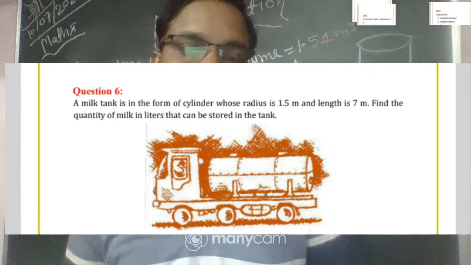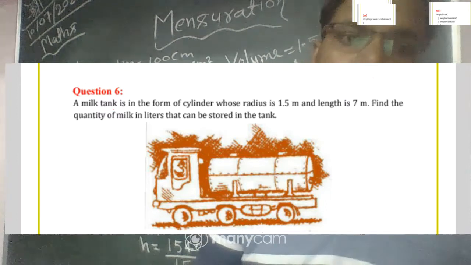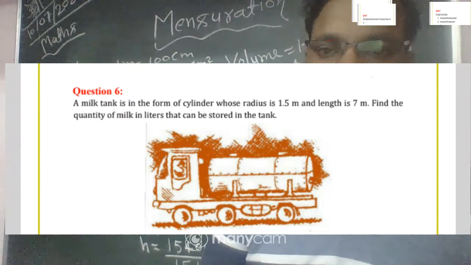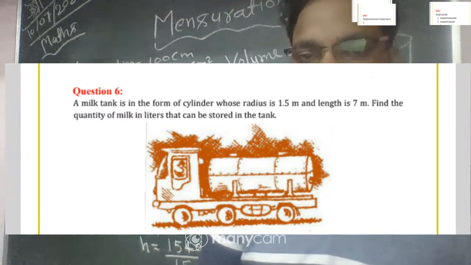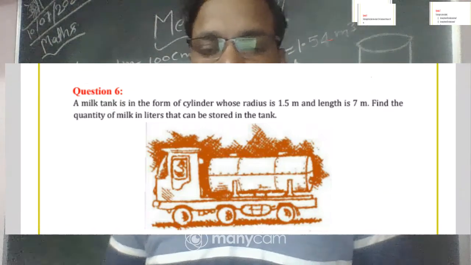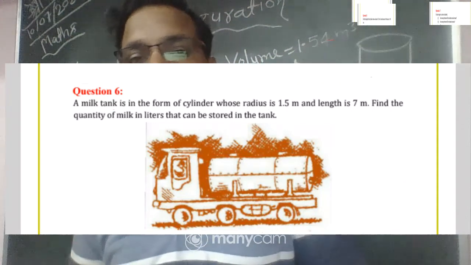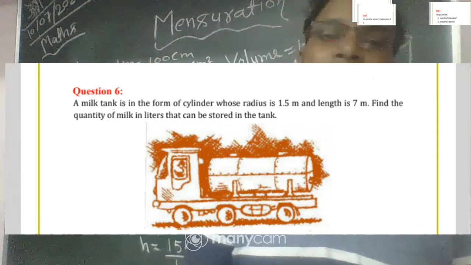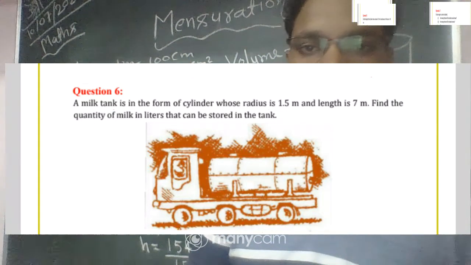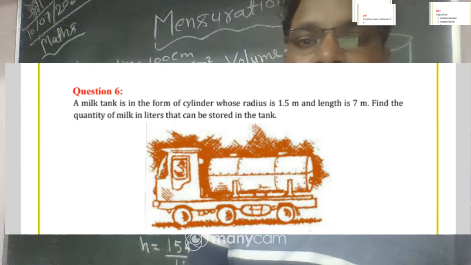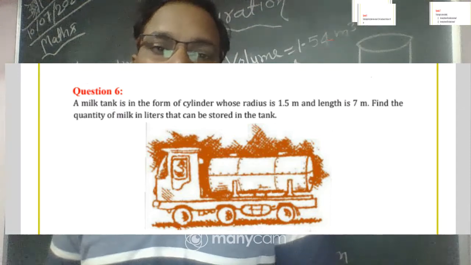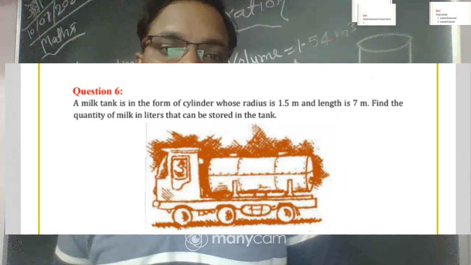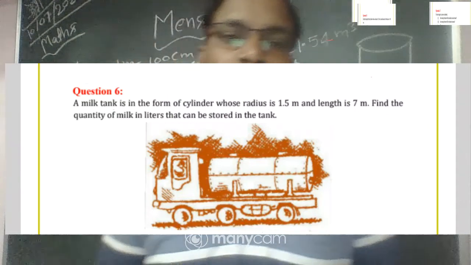Okay. So first you find the volume of cylinder. Volume of cylindrical tank you can say. So volume of cylinder is pi r square h. Here h is 7 meters, r is 1.5 meters. So first you find volume, and I hope all of you know 1 meter cube is equal to 1000 liters. Okay. After this we multiply by 1000, then we find the quantity of milk in liters. Okay. So let's see how to find it.